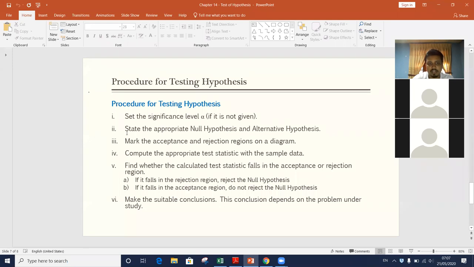And then the second one. State the appropriate null hypothesis and alternative hypothesis. Assumption negate. Based on that assumption, we need to determine what should be our null hypothesis and what should be our alternative hypothesis. And third one, mark the acceptance and rejection regions on a diagram. Right.